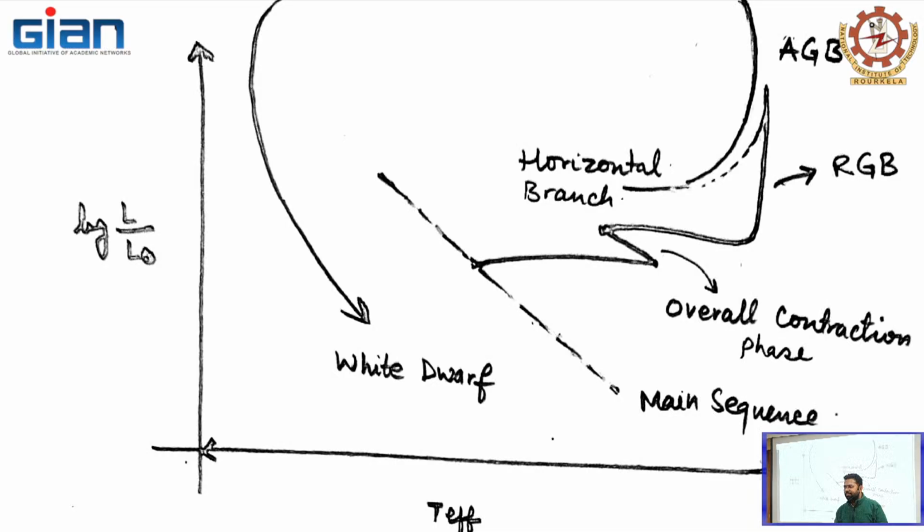Due to its chemical composition. If you take a star, for example, in the solar neighborhood, we have, let's say, 70% hydrogen, 28% helium, and 2% metals.